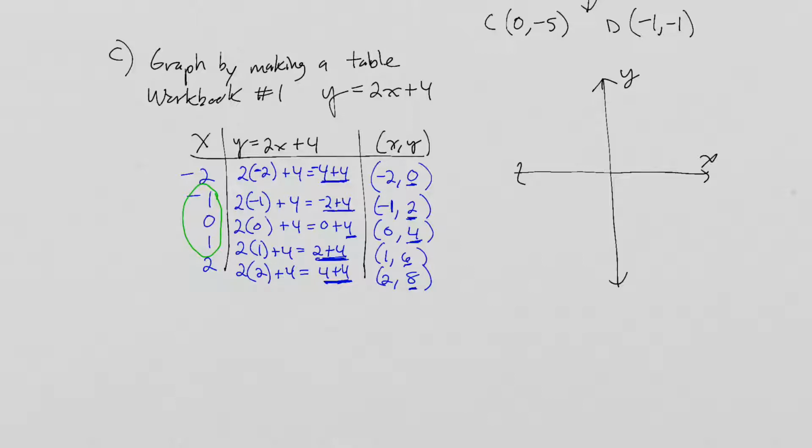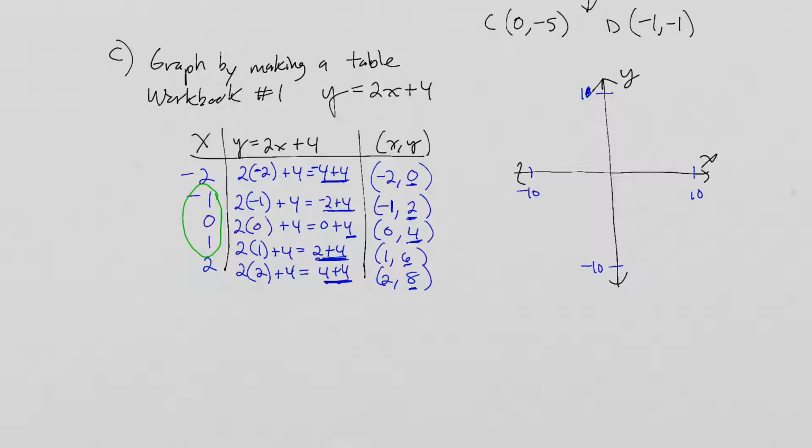So, as you can see, this goes up to about 8, so we're going to do 10 up here and negative 10 down here, 10 here and negative 10 over here. So we're just going to estimate, okay?